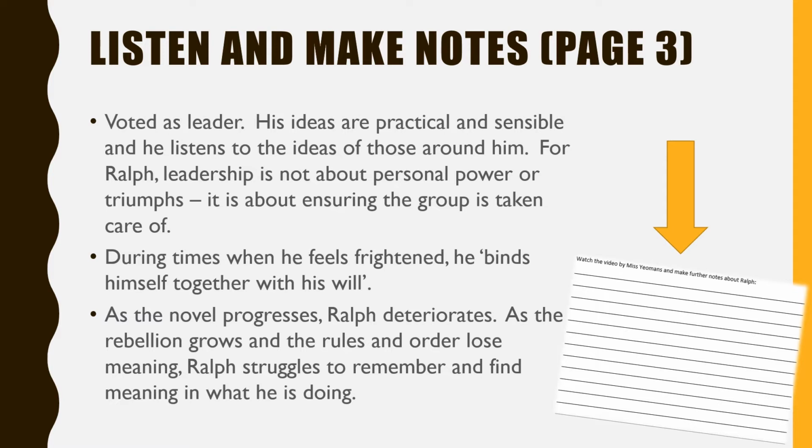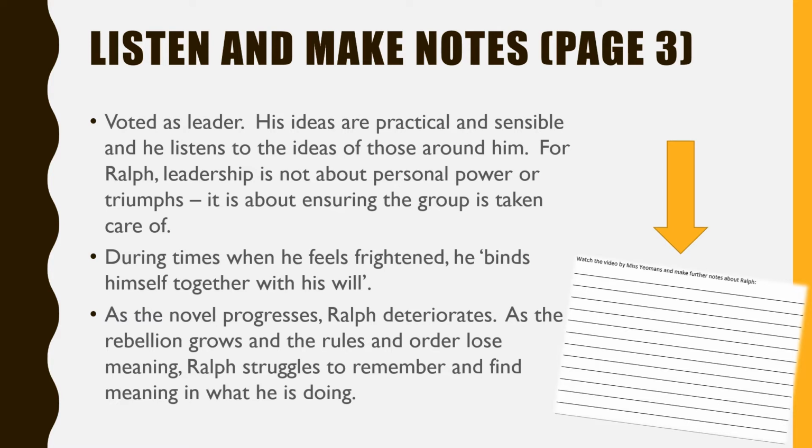During times in the novel, Ralph does feel frightened, and it's important to remember that the boys are only young, so they're about 12 years old, and there are no other adults on the island. So understandably, there are times when Ralph feels really, really frightened. And in these instances, Golding tells us that he binds himself together with his will. I just want you to make some notes on this quote here. He binds himself together with his will.